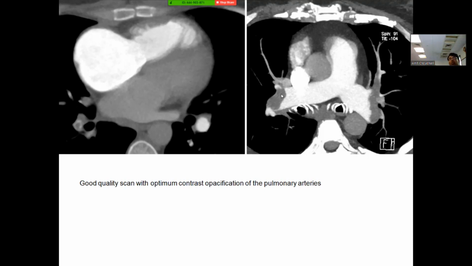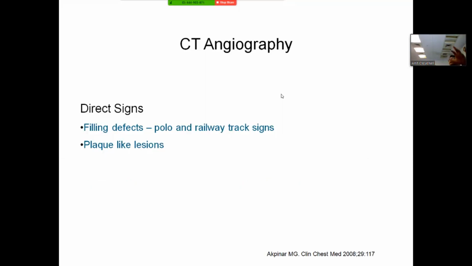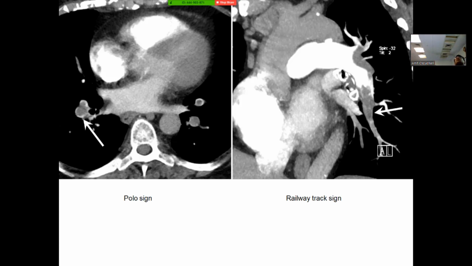So there can be a filling defect. So directly you can see a thrombus. Okay, and these are them. So first here I think you can see, there is a rim of contrast that is surrounding here, and then there's a non-enhancing bland thrombus within it. So these are the large thrombi. These are the acute ones.